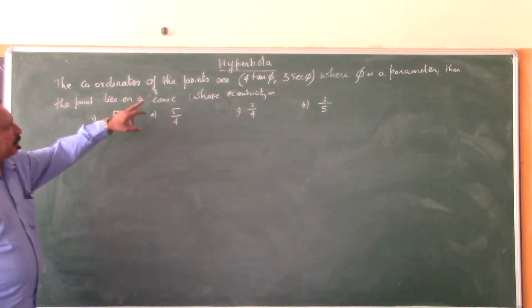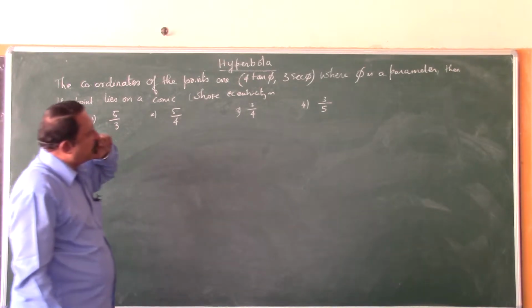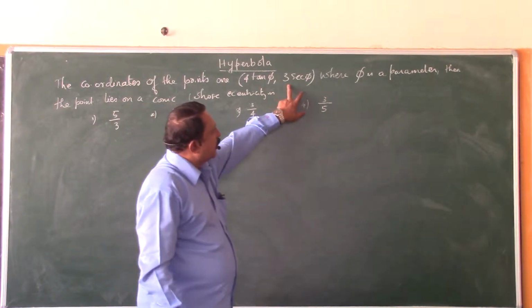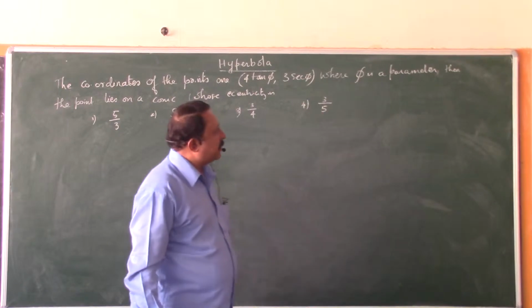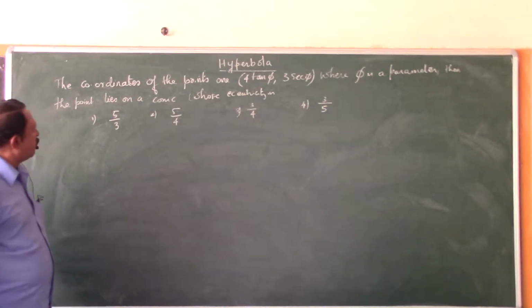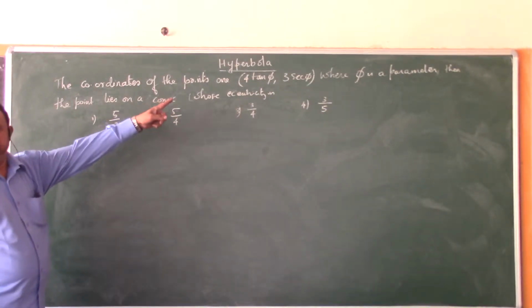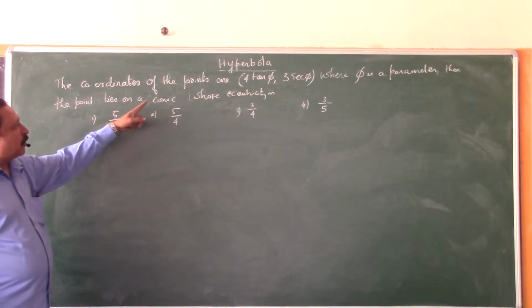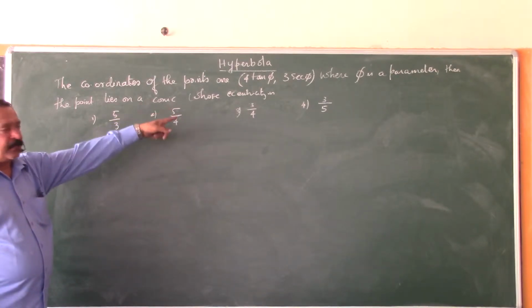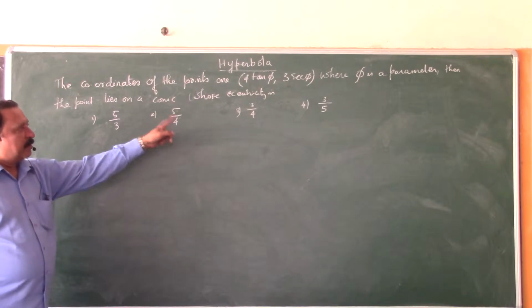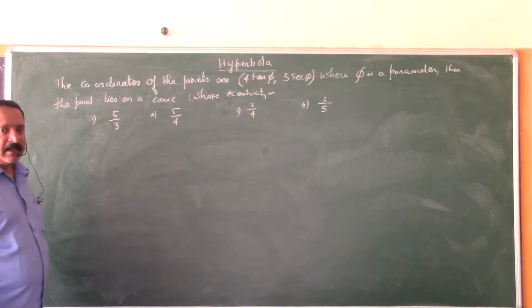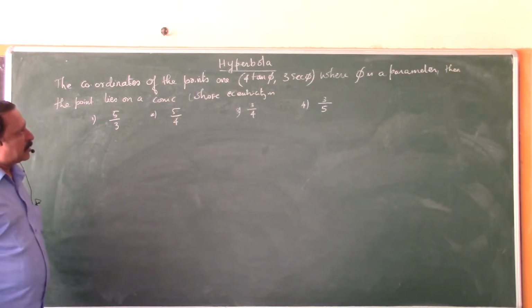The coordinates of the points are given as 4 tan phi, 3 secant phi, where phi is a parameter. Then the point 4 tan phi, 3 secant phi lies on a conic of eccentricity. Now you have to select the eccentricity from the 4 given options.